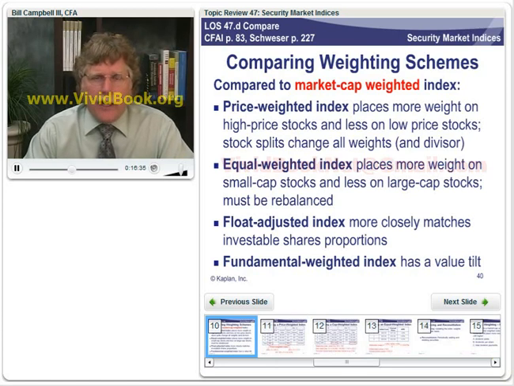If you have a market cap weighted index that is float adjusted, that better matches the investable shares. If you don't adjust for float, then you're including shares that really might not be available to an investor on the open market. And finally, a fundamental weighted index tends to be tilted more toward value stocks, those with the higher book-to-market ratios.